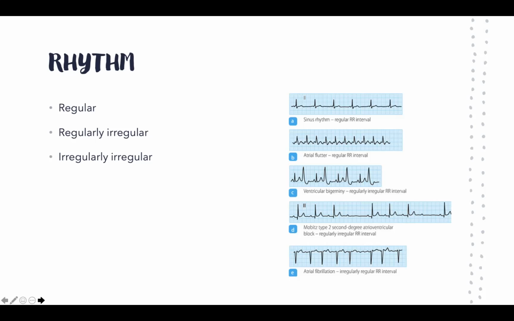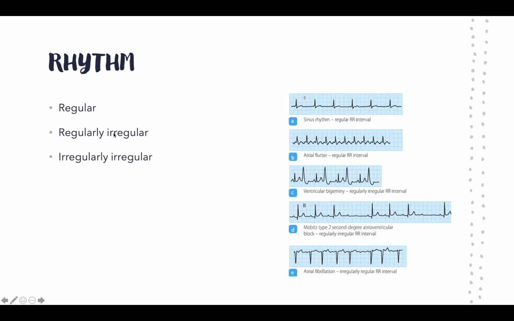So that leads us to rhythm. So rate, and now rhythm. There are three types of rhythm it could be. It could be a regular rhythm, as we can see here, it's a sinus rhythm, and the QRS complexes are occurring at a regular rhythm.